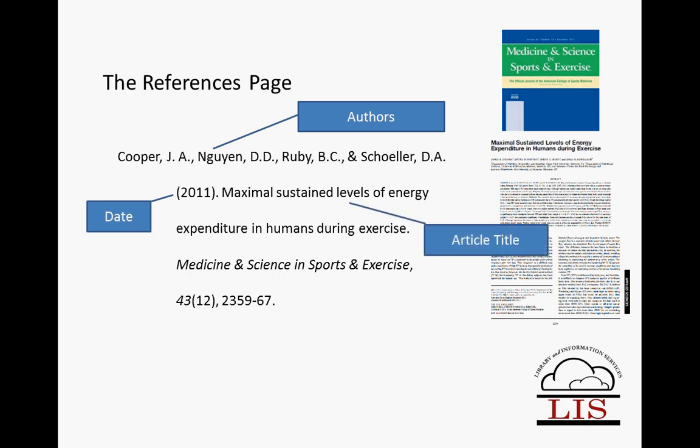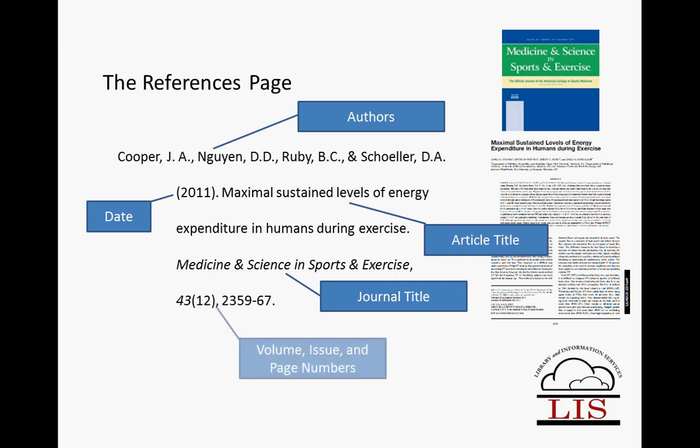Then we have the article title with the first word of the article title capitalized, followed by a period. The journal title, followed by a comma, and the journal title is in italics. Then we have the volume, issue, and page numbers last, followed by a period, with the volume number in italics and the issue number in parentheses, followed by a comma, and then the page numbers. So that's the basic format for citing an article on the references page.